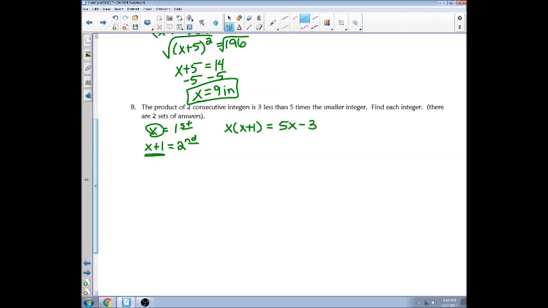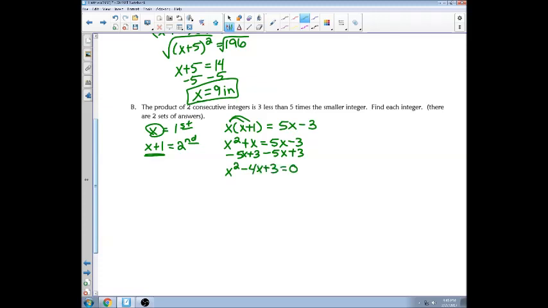Okay? In order to make this work, and especially the way we've been doing things, I need to be able to get everything to 0. So what I'm going to do is distribute. So I get x squared plus x equals 5x minus 3. To solve this, I need to subtract my 5x and add my 3 to both sides. So I would get x squared minus 4x plus 3 equals 0.